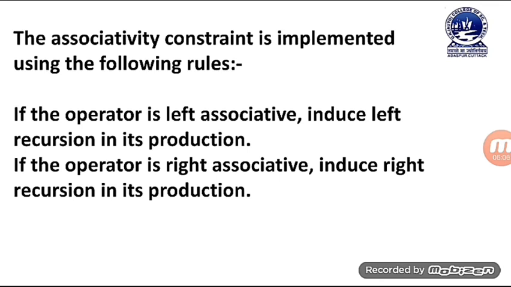The associativity constraint is implemented using the following rules. If the operator is left associative, induce the left recursion. Otherwise, if the operator is right associative, then use the right recursion in its production.